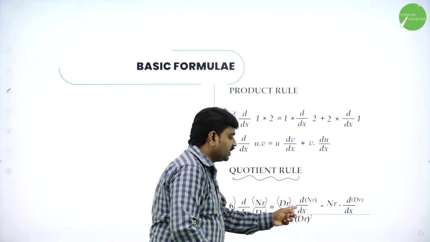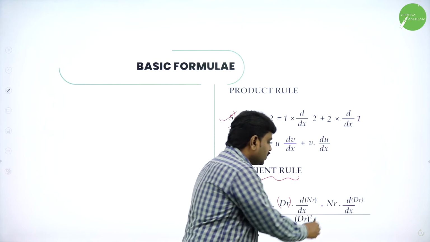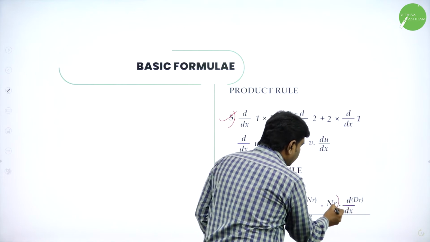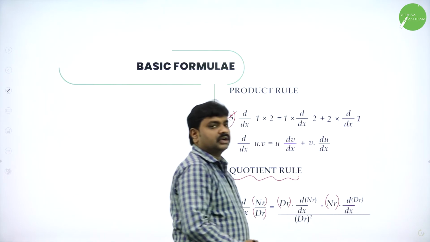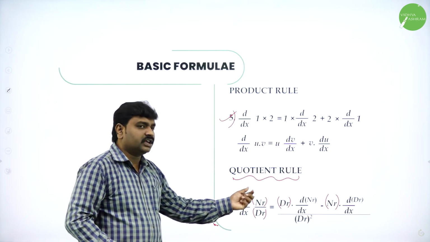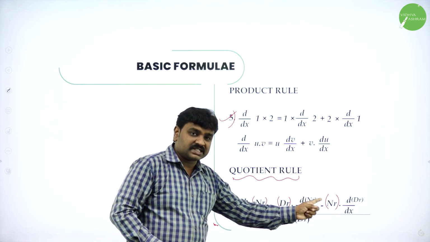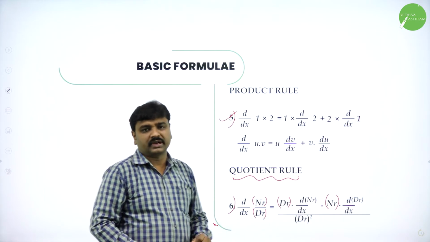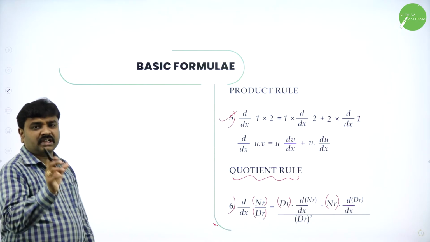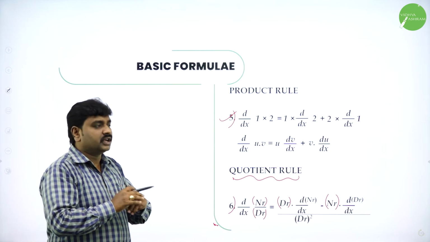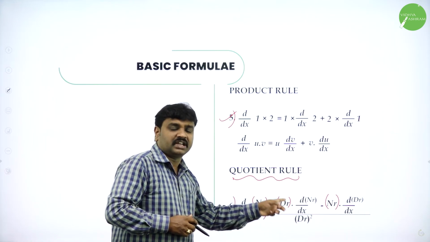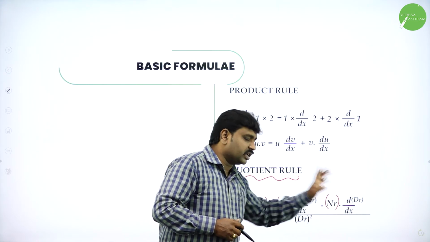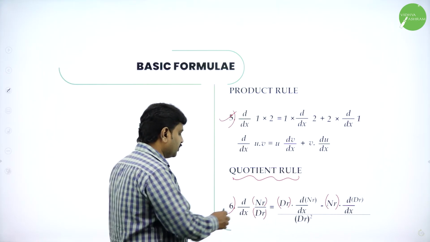Denominator into derivative of numerator minus numerator into derivative of denominator. So what is the formula? In the denominator, denominator the whole square. In the numerator, start with denominator into derivative of numerator minus numerator into derivative of denominator. Write and practice and become thorough with this.